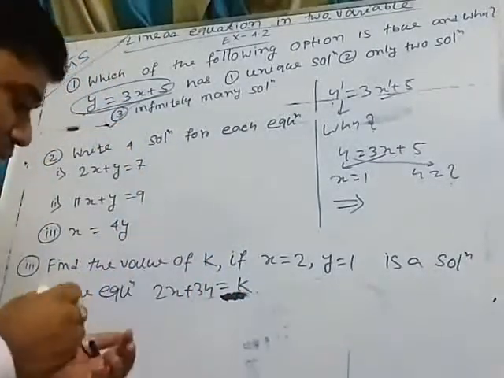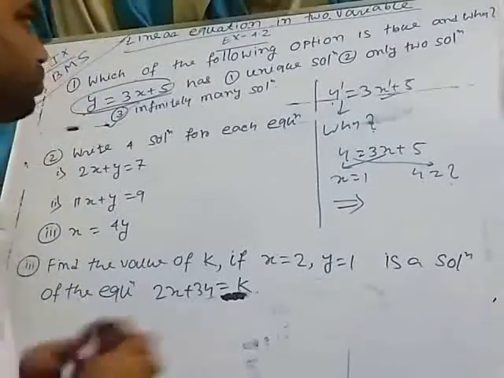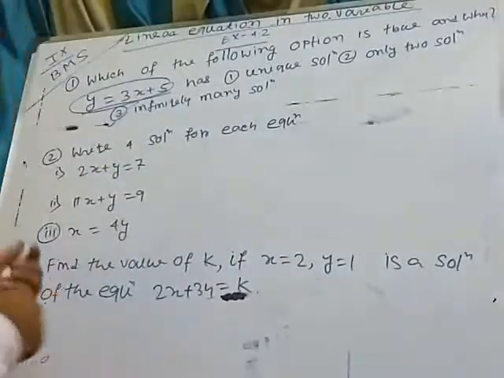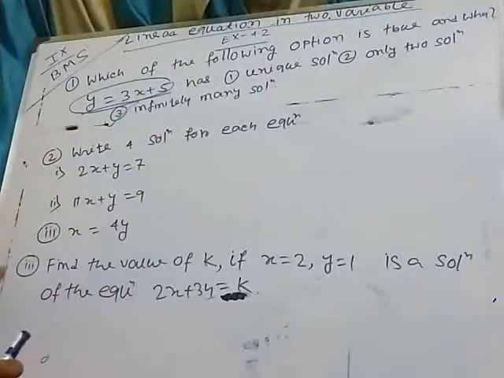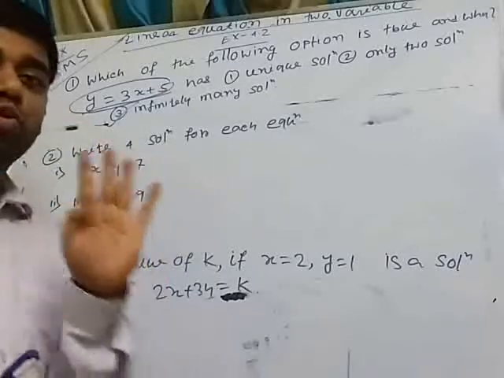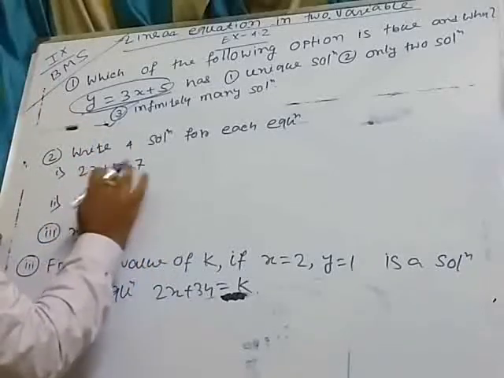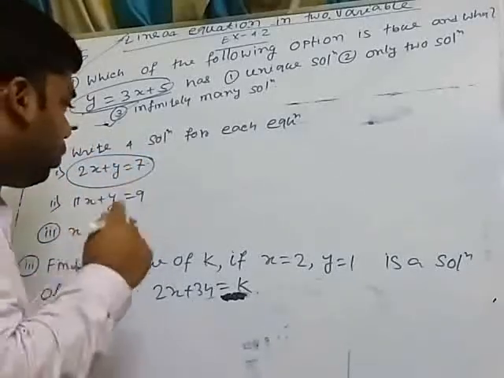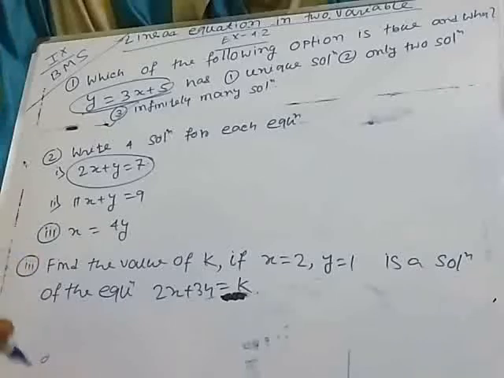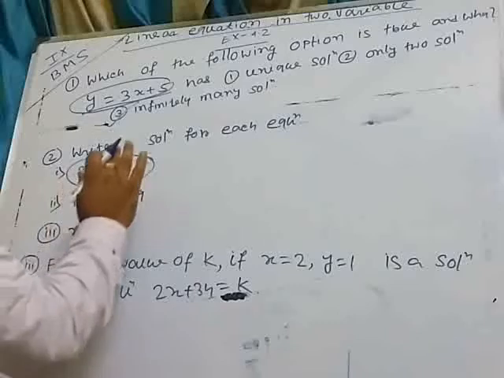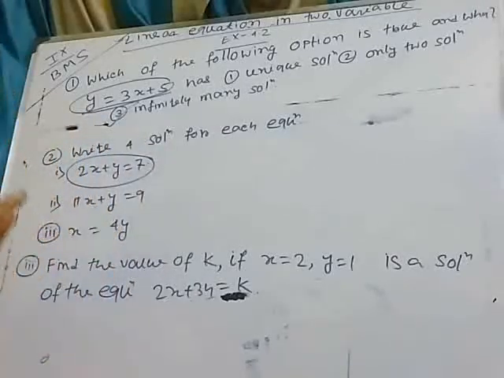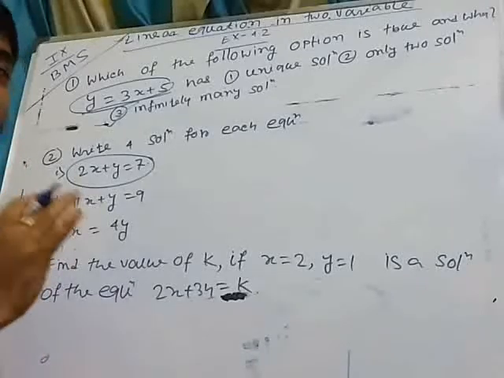Okay. Now moving to question number 2. Write the 4 solutions of each equation. 3 equations are given, and we have to find 4 solutions. First of all, 2x plus y equal to 7. It's a linear equation in two variables. How many solutions does it have? As in question number 1, infinite solutions. But you are asked to find out only 4 solutions. It has infinitely many solutions, but we have to calculate only 4 solutions.